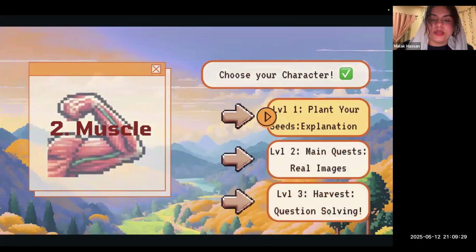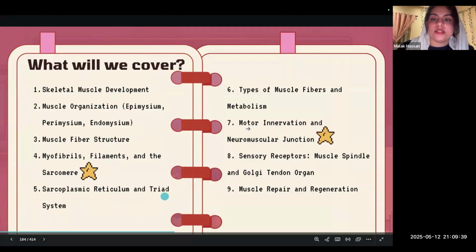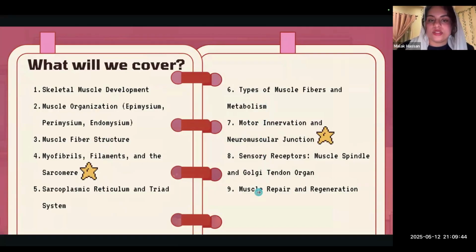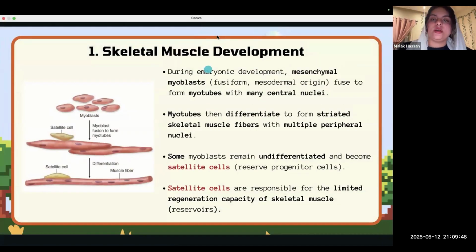Let's start by explaining. We're going to cover skeletal muscle development, organization, muscle fiber structure, myofibrils, filaments, sarcoplasmic reticulum and triad system, types of muscle fibers, etc. All of this is going to be covered, inshallah. Now, so how is skeletal muscle developed?